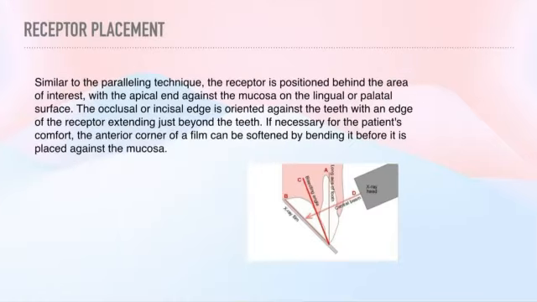Then, receptor placement. Similar to the paralleling technique, the receptor is positioned behind the area of interest with the apical end against the mucosa on the lingual or palatal surface. The occlusal or incisal edge is oriented against the teeth with an edge of the receptor extending just beyond the teeth. If necessary for the patient's comfort, the anterior corner of a film can be softened by bending it before it is placed against the mucosa.